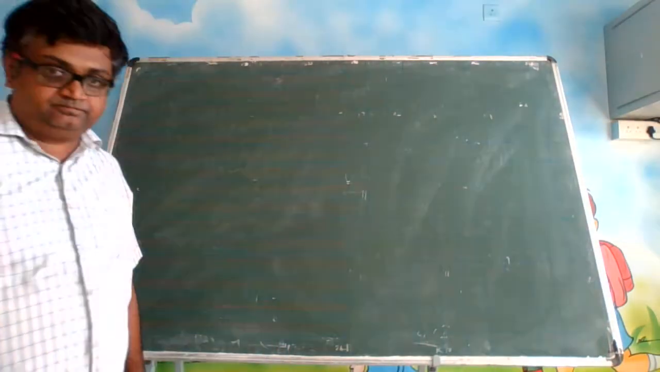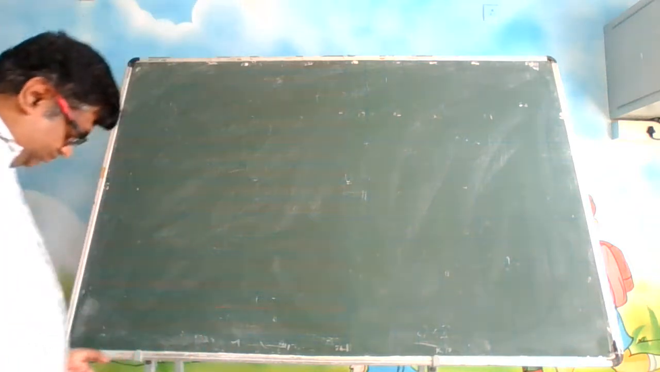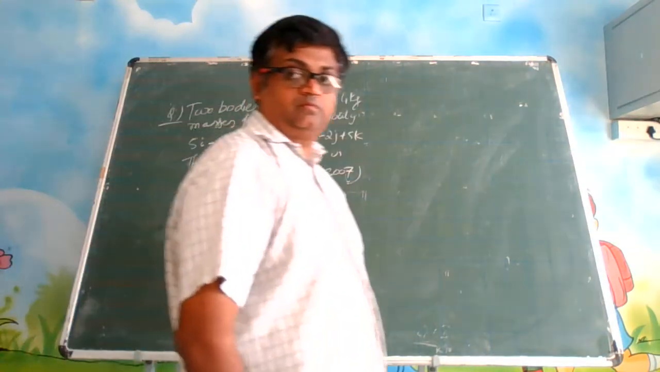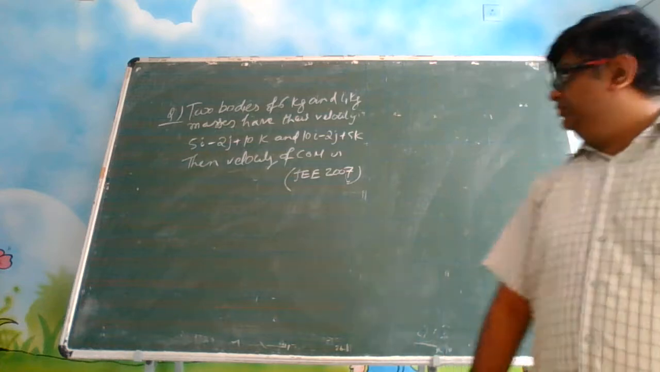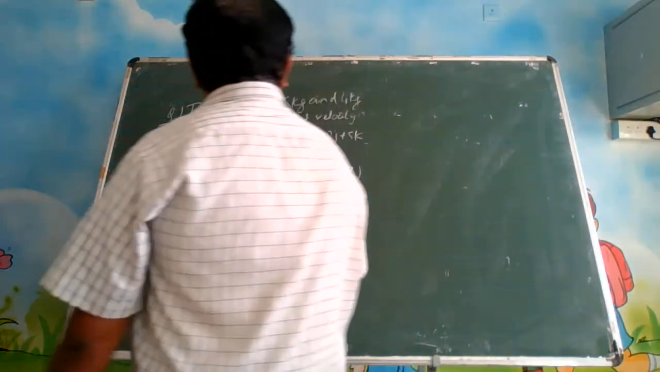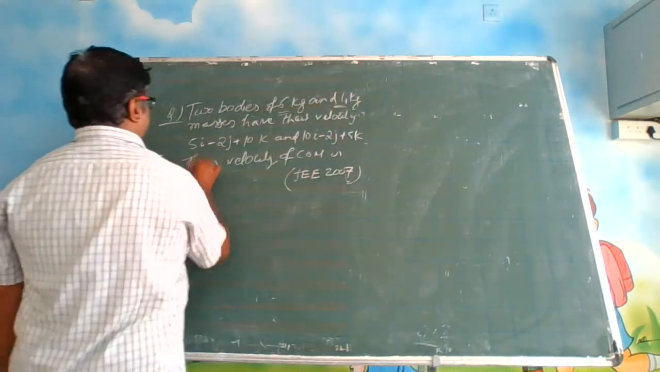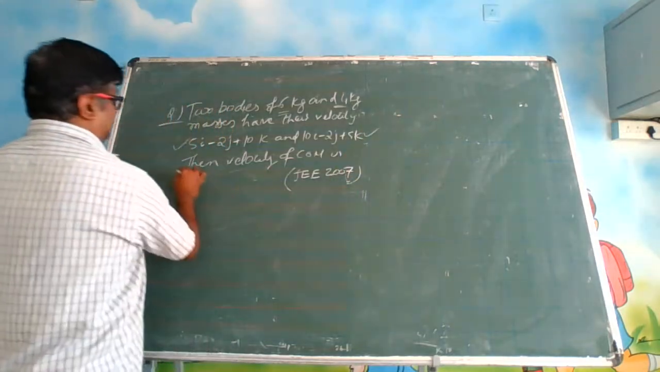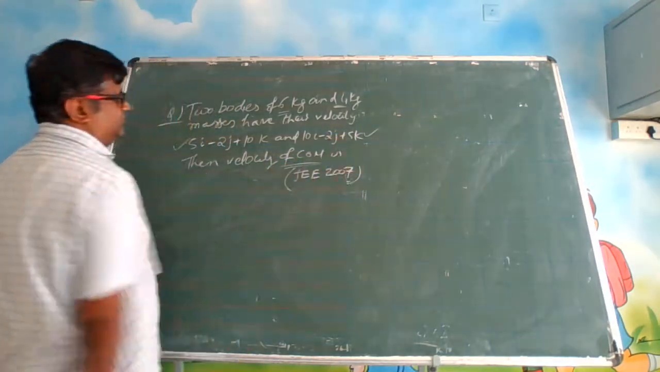Alright. Let us see some more concepts. Now this question has come in J 2007. So this simple question has come in J 2007. Two bodies of masses 6 kg and 4 kg have their velocities. Here vectors are given to you. Alright? And then what is the velocity of center of mass?